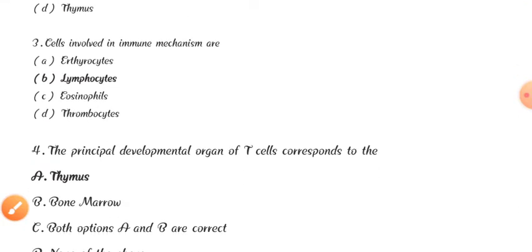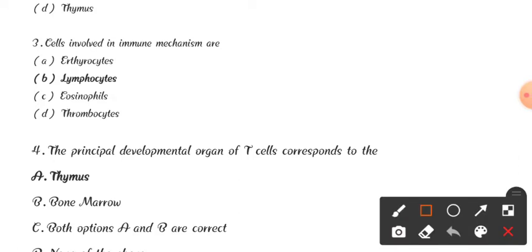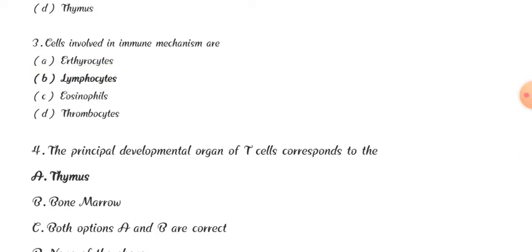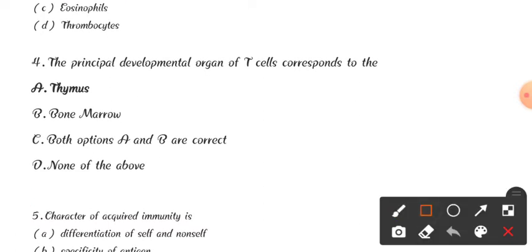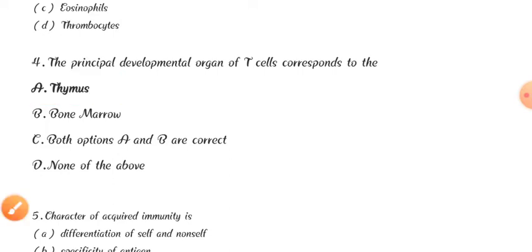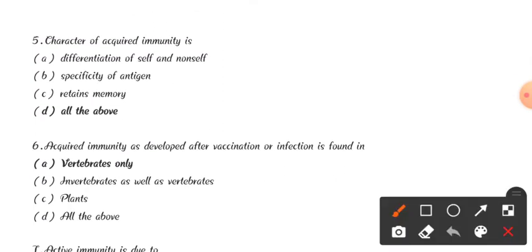Now question number 3: the cells involved in the immune mechanism are option B, that is lymphocytes, the correct answer. Now question number 4 friends: the principal developmental organ of T cells corresponds to option A, that is thymus, the correct answer. Now next question number 5: characters of acquired immunity are. Option A, differentiation of self and non-self, option B, specificity of antigen, option C, retain memory, and option D, all of the above. So friends, all of the above is the correct answer.